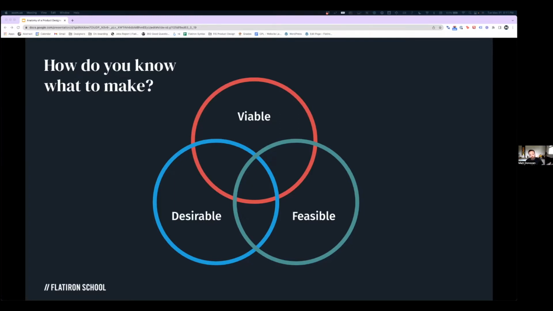And then the third piece of this, desirable, I think, is where a lot of us as product designers come in. I think that we tend to gravitate towards this area of this Venn diagram. We tend to be professionals with taste, right? Maybe it's as simple as whenever you make a slide deck, it always looks nice. You have a sense of what people like, I think.